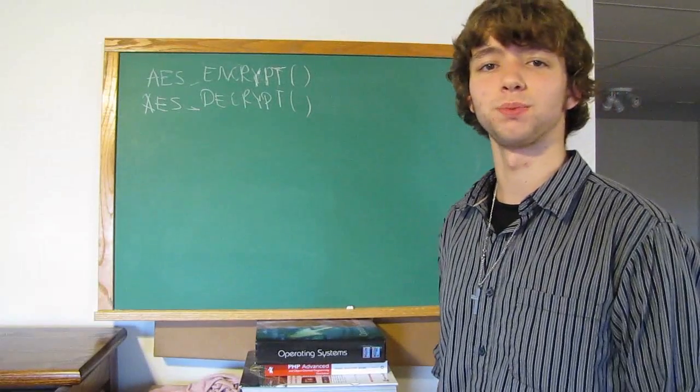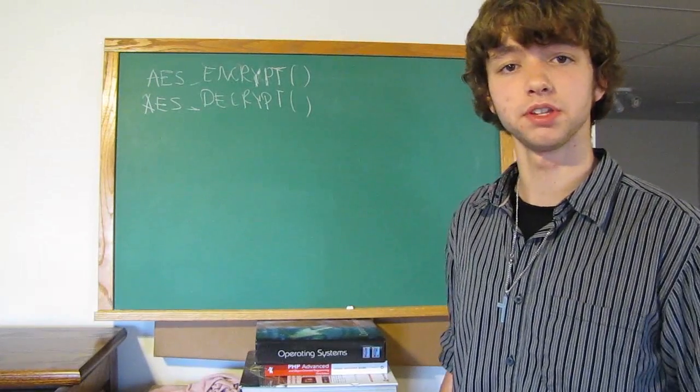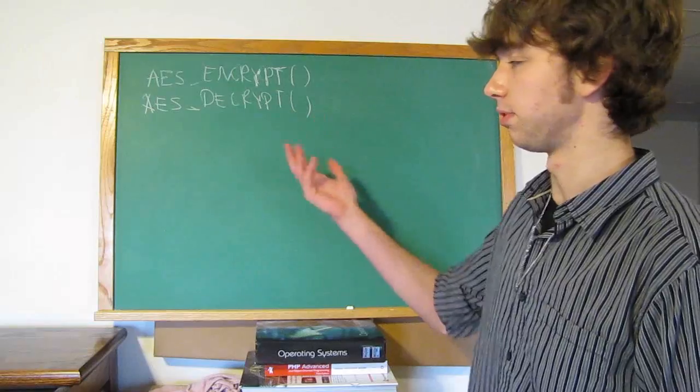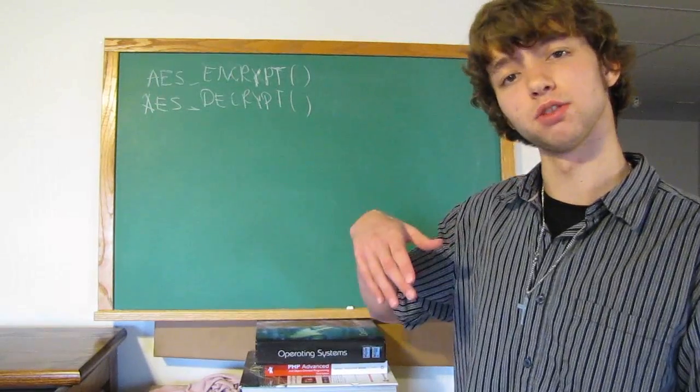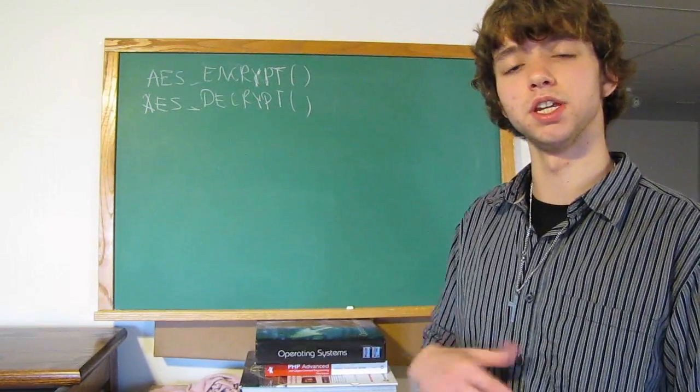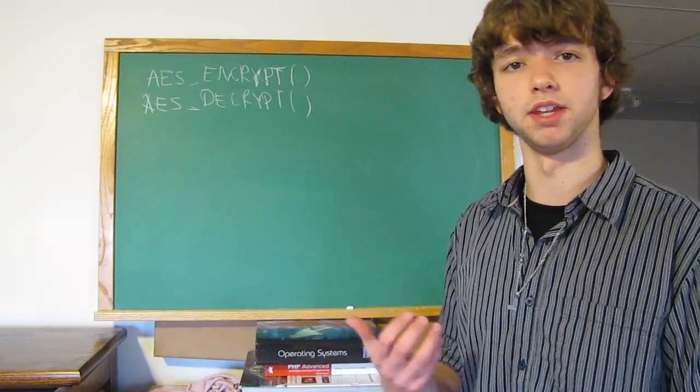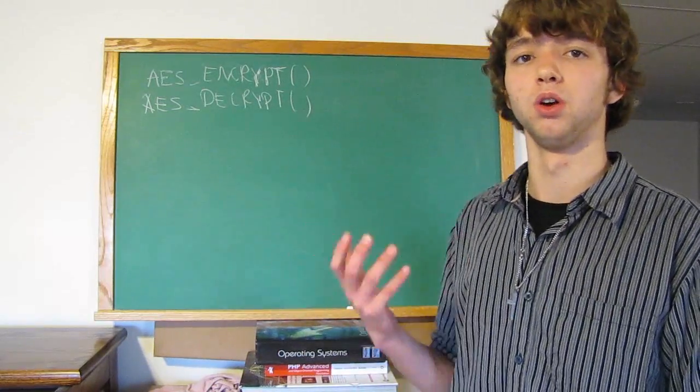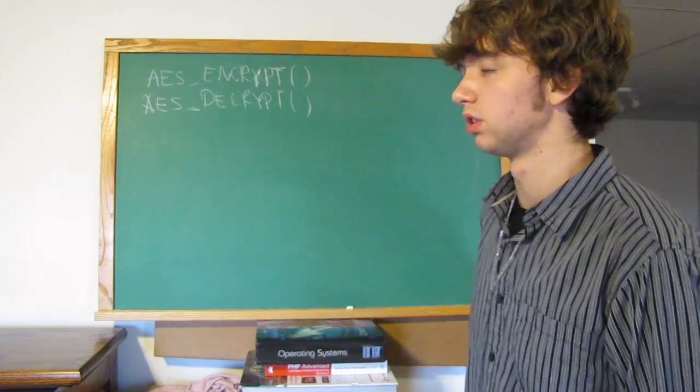Hey guys, in this video I will be speaking of two-way encryption. What this means is you can encrypt the data and then you can decrypt the data. So basically you can insert and then you can retrieve that data and see the original way it looked.